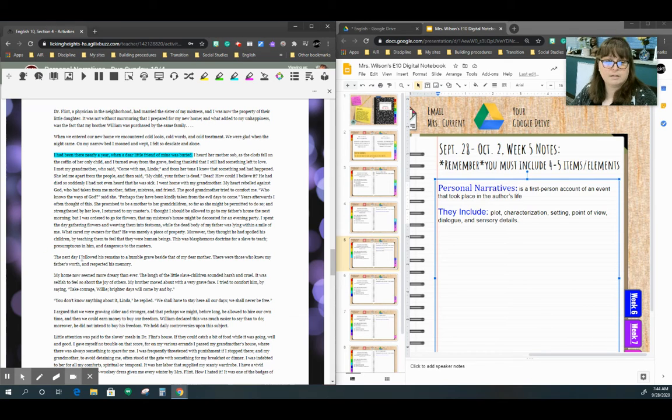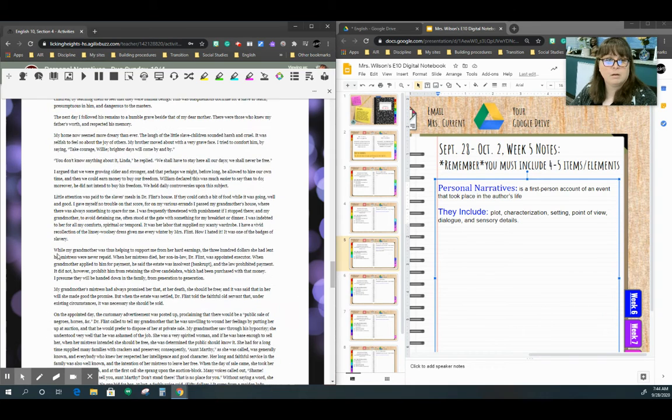The next day I followed his remains to a humble grave beside that of my dear mother. There were those who knew my father's worth and respected his memory. My home now seemed more dreary than ever. The laugh of little slave children sounded harsh and cruel. It was selfish to feel so about the joy of others. My brother moved about with a very grave face. I tried to comfort him by saying, "Take courage, Willie. Brighter days will come by and by."